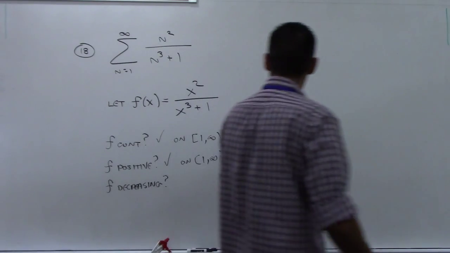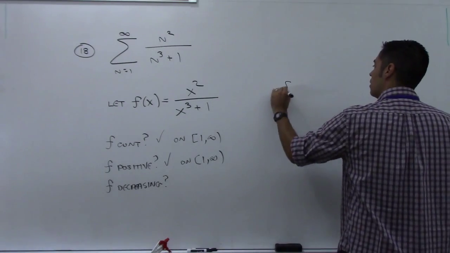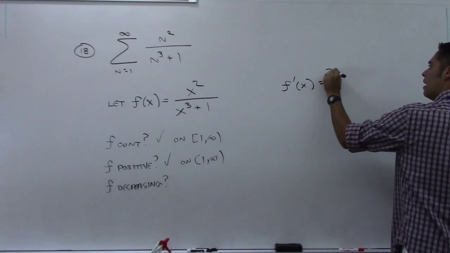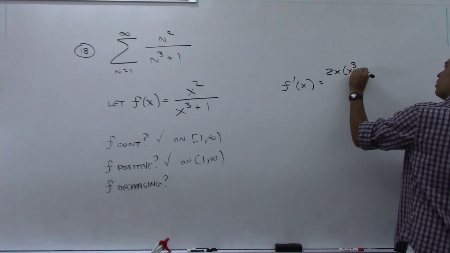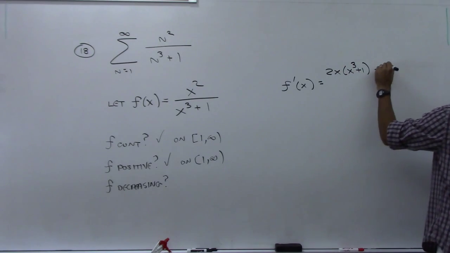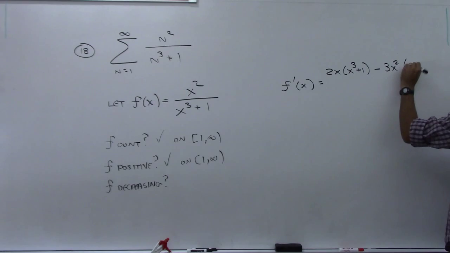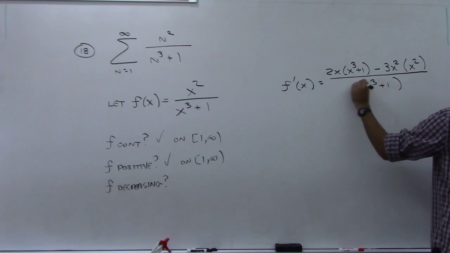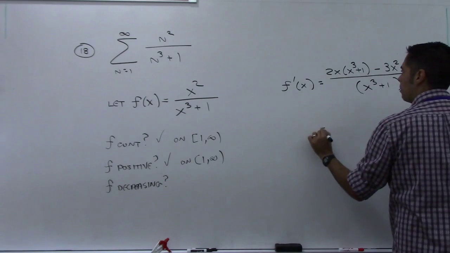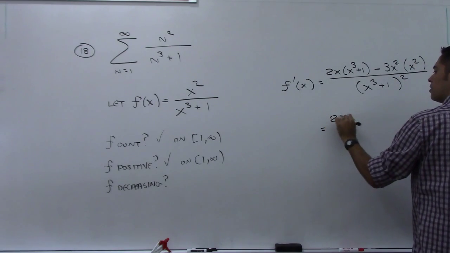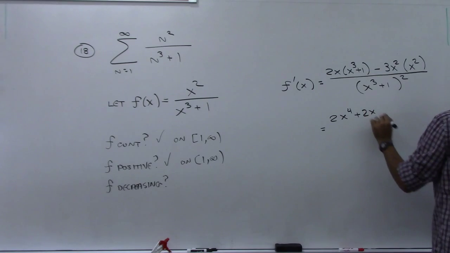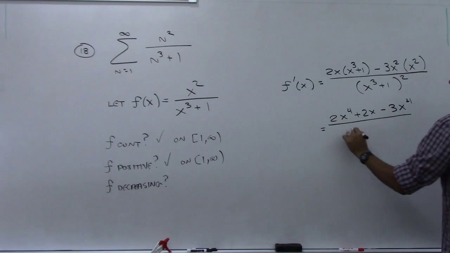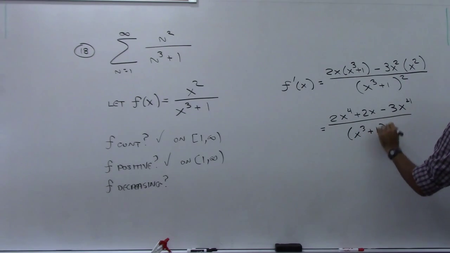So in order to show that, eventually, I need to look at the derivative of this. I just use a quick quotient rule on that. 2x times x cubed plus 1, minus 3x squared times x squared. There's my quotient rule, all over the bottom squared. So this is 2x to the 4th plus 2x minus 3x to the 4th, over x cubed plus 1 squared.